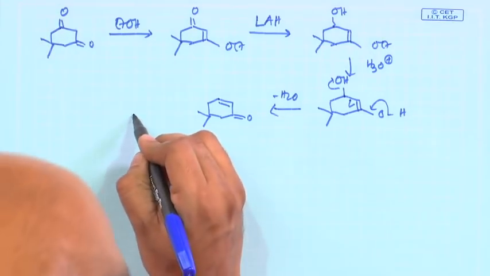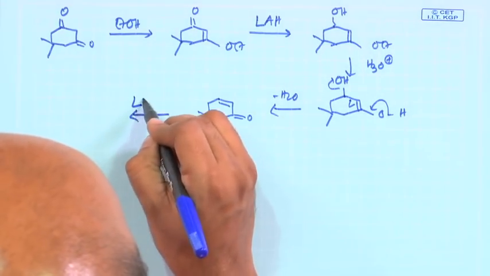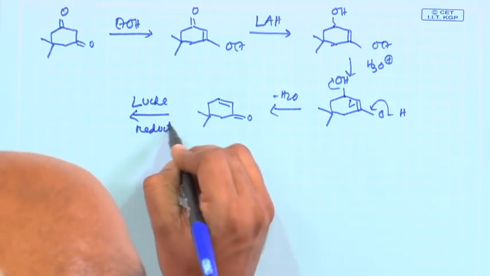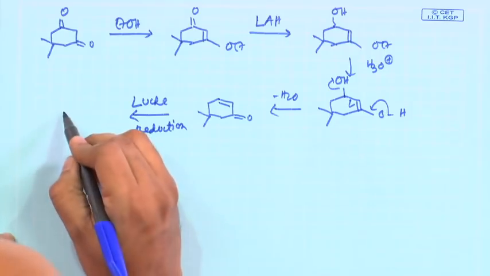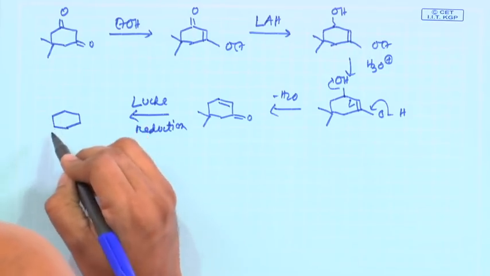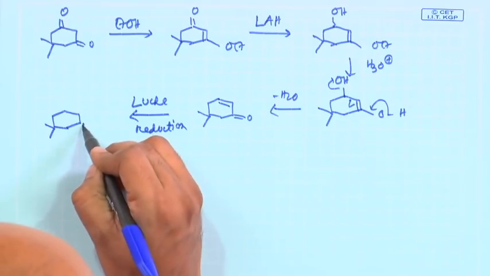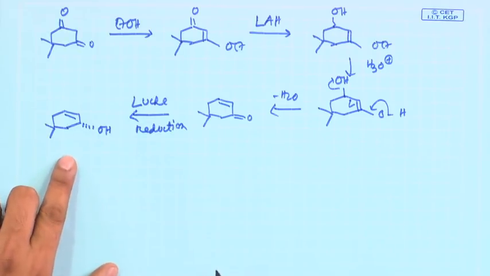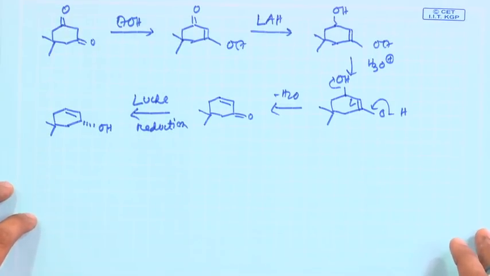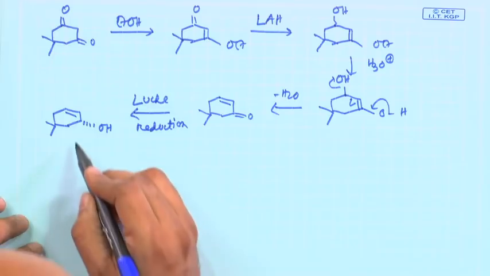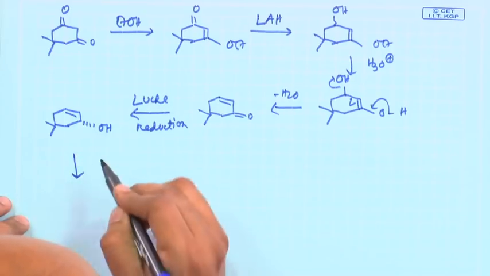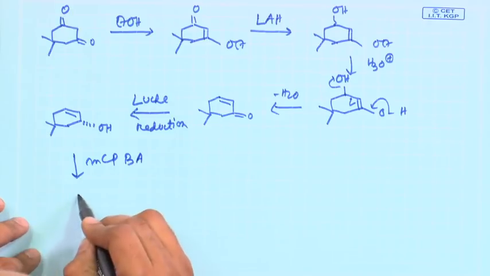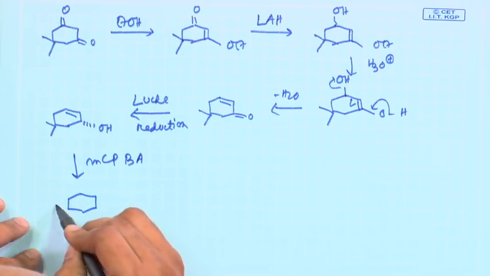So, now you do a Luche reduction, which is already explained to you, sodium borohydride, cerium chloride. In principle you will get both the enantiomers, meaning this OH above or this OH below. You can take both the enantiomers depending on your choice. I will take only one enantiomer.